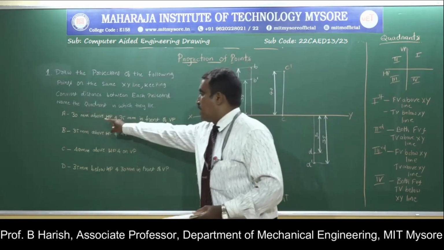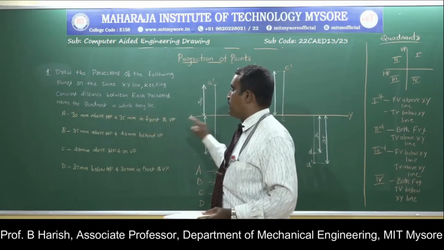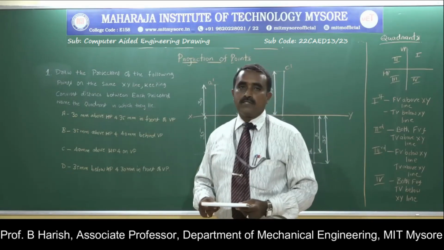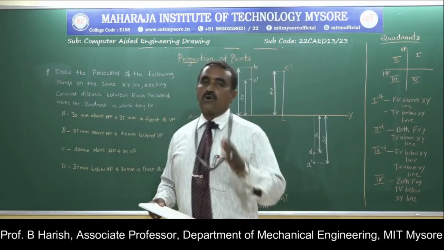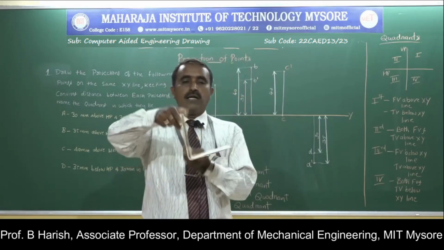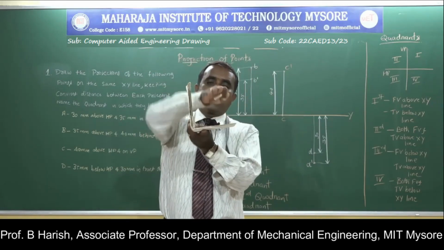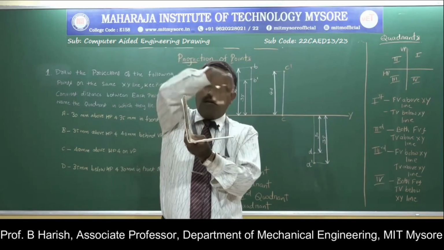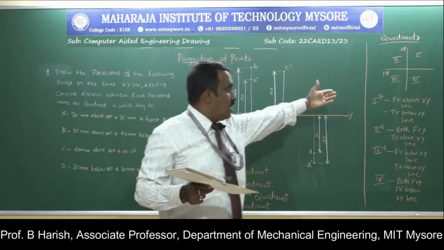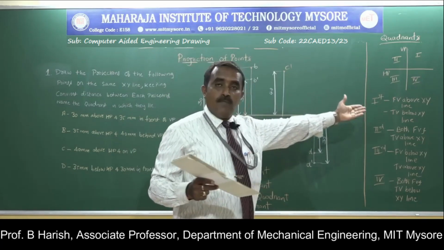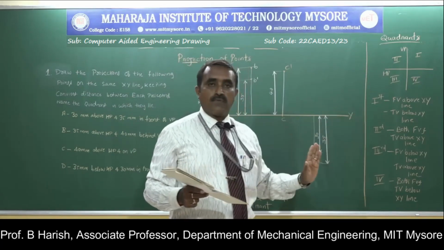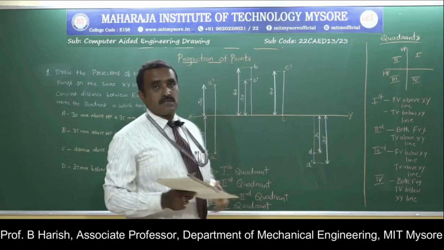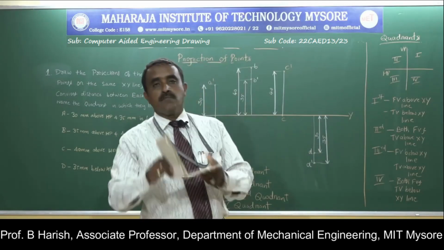First point: 30 mm above HP and 35 mm in front of VP. So how to draw the projections? First quadrant, 30 mm above HP, 35 mm in front of VP. I know for the first quadrant, the front view will be above the XY line, the top view will be below the XY line. So how to draw the projections?